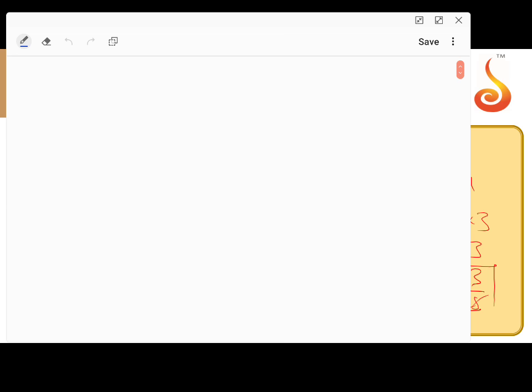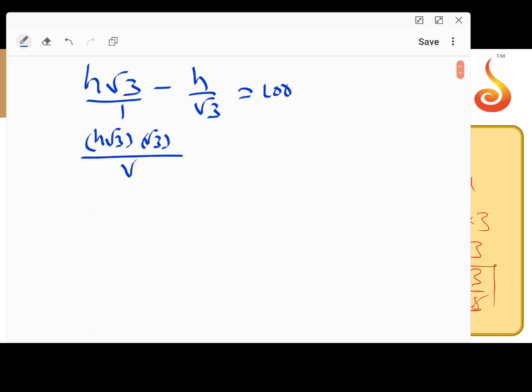the next equation is h root 3 minus h by root 3 equal to, they have given 100. So now the same method you can follow. So first term denominator nothing, you can take 1. So I want to take LCM as root 3. Before that, make sure that denominators are equal. Multiply and divide the first term by root 3. Then the second term is written as it is, equal to 100. H root 3 into root 3. Multiply root 3 into root 3, that is root 3 square, gives 3h. Then h by root 3 equal to 100.